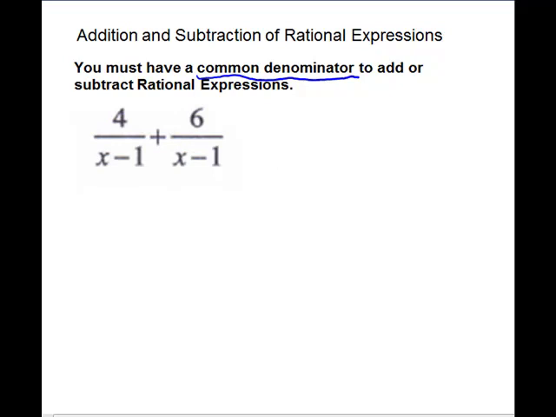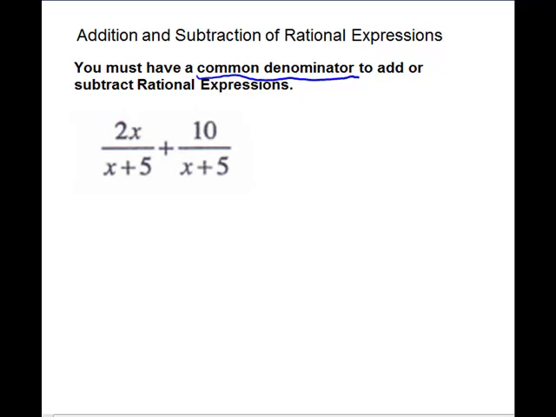Our next problem also has a common denominator already. So we'll go ahead and put it in the answer, x minus 1. Combine the numerators. They're both positive, so we'll just add, keep it positive, and there is nothing to reduce.